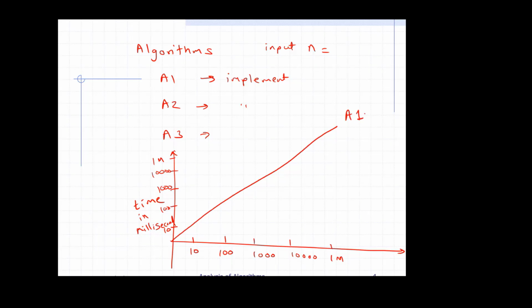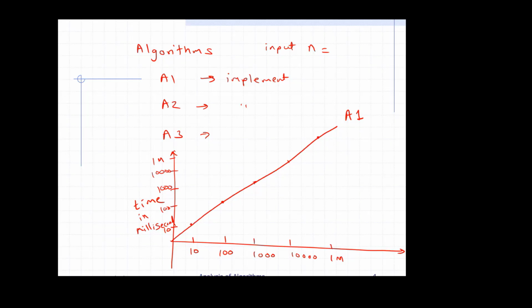I see that maybe for 100 input size, it is taking 100 milliseconds. For 1000, it is taking, let's say, 1000. For 10,000, let's say it is taking 10,000. For 1 million, it is taking 1 million. So whatever is my input size, my time taken to execute that algorithm is the same. This is also called linear growth. It is growing in exact same proportion to my n.